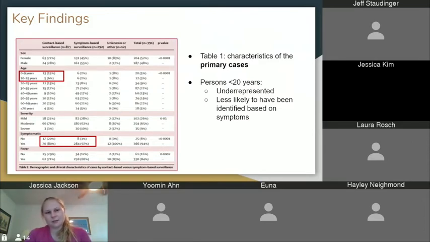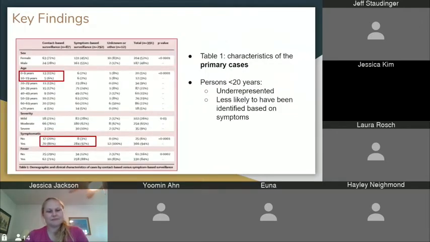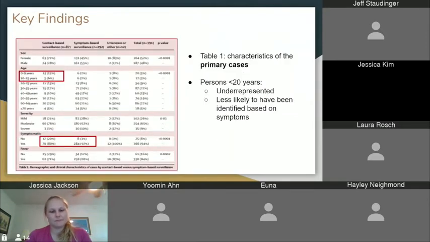In several of these studies, it does appear that the seroprevalence is lower in young children, but it's not an extraordinary amount lower. So it might be that young children are perhaps a little bit less likely to become infected. That was my insight from there. Okay, thank you.